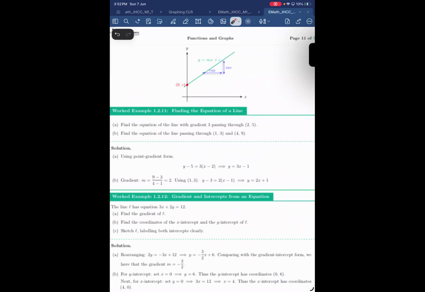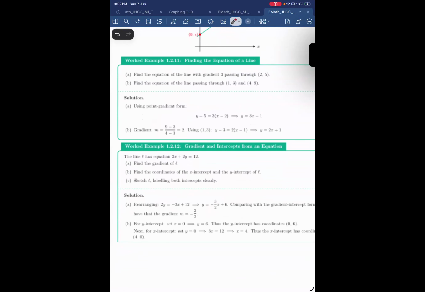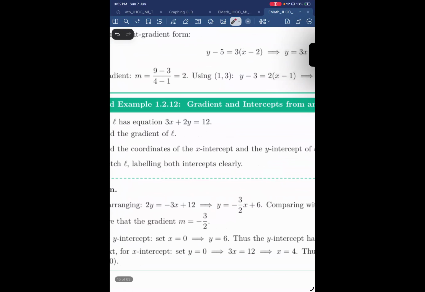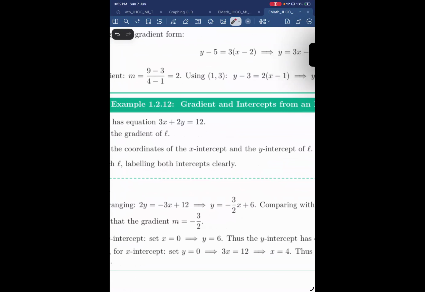Then this is the last example here. This line L has equation 3x plus 2y equals 12. Find the gradient of L. To find the gradient, you need to write it in y equals mx plus c. If you write it like this, then the gradient is the number in front of x. But in this form you cannot tell, so our goal is to make y the subject. Once you make y the subject, you can clearly see that the gradient will be minus 3 over 2.